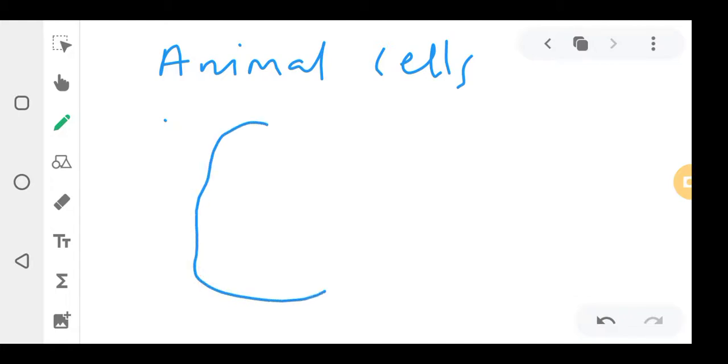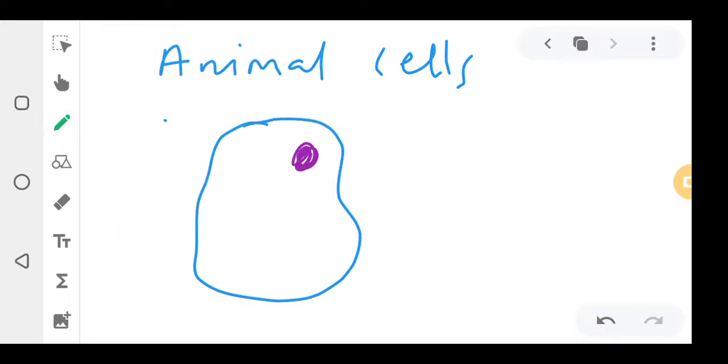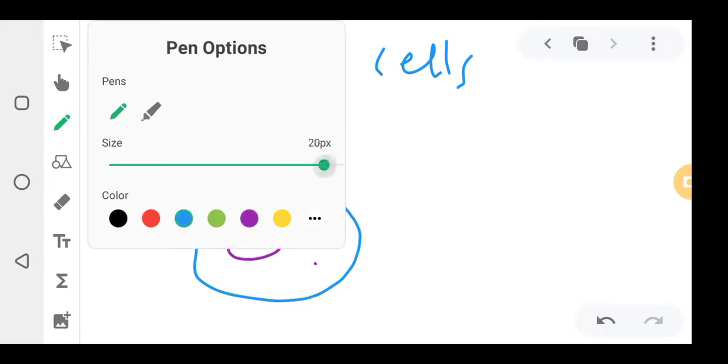We're looking at an animal cell, meaning a cell found in animals. Usually an animal cell is irregular. It has no nice shape. It doesn't have a cell wall. It has the nucleus there and the cell vacuole like this. That's all.